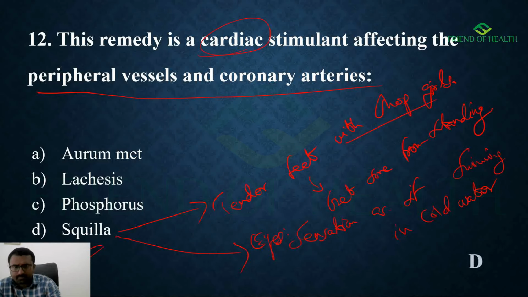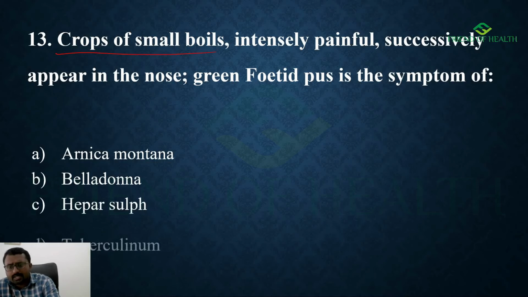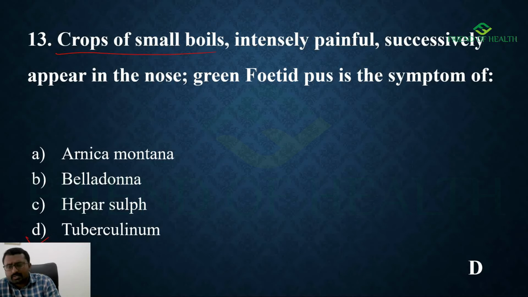Okay. Next is crops of small boils, intensely painful, successively appear in the nose. Green fetid pus is the symptom of... So this similar symptom you can see in different areas. Crops of small boils, sulfur. Crops of small boils, arnica. Then all these remedies. So here the remedy is tuberculinum. Tuberculinum, this exact sentence you can see. Crops of small boils, intensely painful, successively appear in the nose.